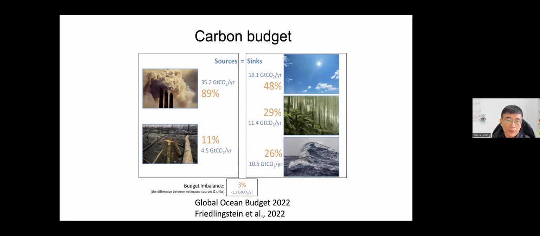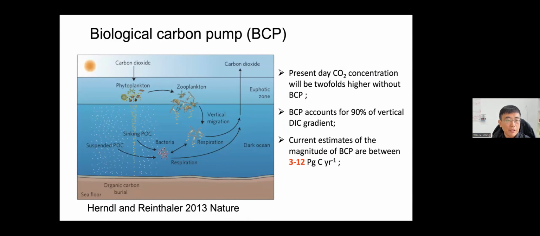This figure summarizes the sources and sinks of CO2 on Earth. As we all know, the major source is fossil fuel combustion and land use changes. Where does it go? Some of it stays in the atmosphere, around 30% goes to the land, and 26% goes to the ocean. As an oceanographer, I'm more interested in the ocean sink. The biological carbon pump is a key component of the ocean sink.